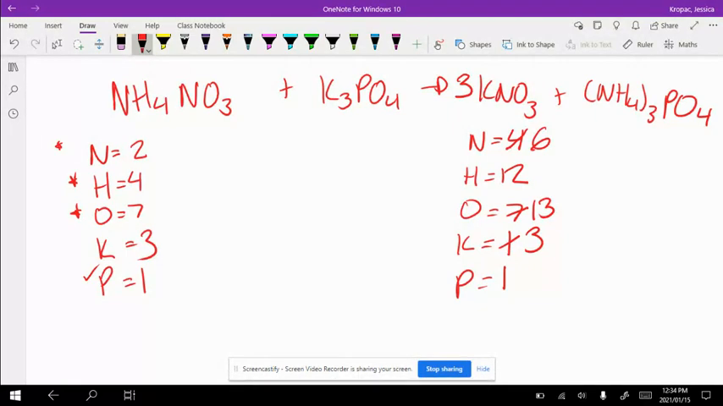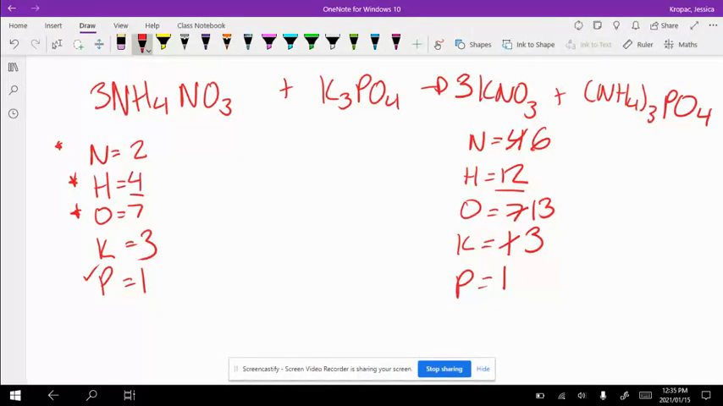So my next thing is I'm going to try to fix my nitrogen. I have to get a little bit tricky. If you can see, nitrogen and hydrogen are actually together. So by fixing my nitrogen, I can also fix my hydrogen. On this side, I have 4 hydrogens. On this side, I have 12 hydrogens. So in order to get 4 to equal 12, what number do I want to multiply 4 by to give me 12? Well, that's going to be 3.